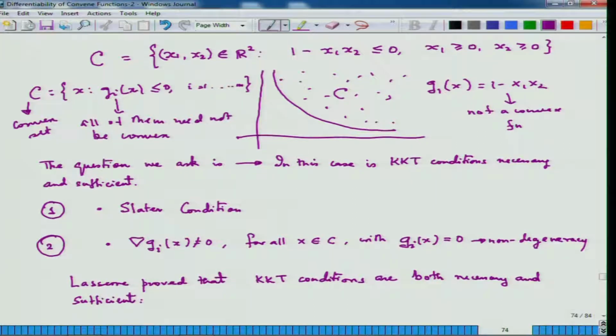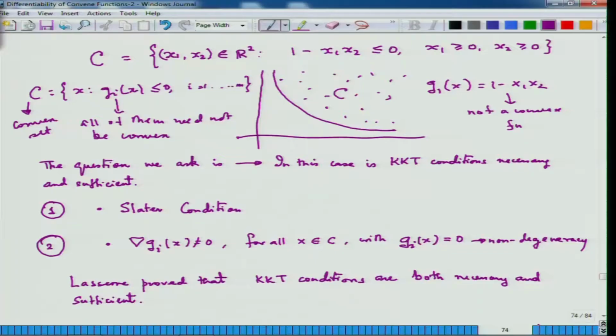So, this is one interesting aspect, that even if your representation is not given by all convex functions, you can still have the KKT conditions be necessary and sufficient, provided that not only the Slater condition holds, but something else additionally also holds. It has also been recently brought to the non-differentiable situation by a colleague and me.